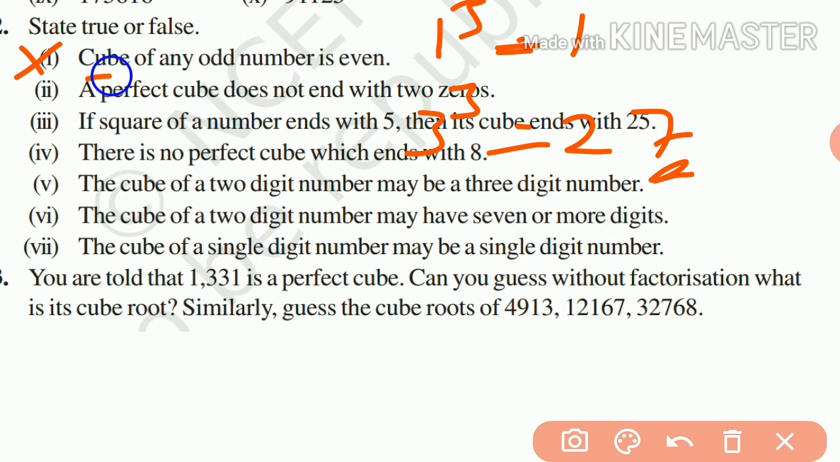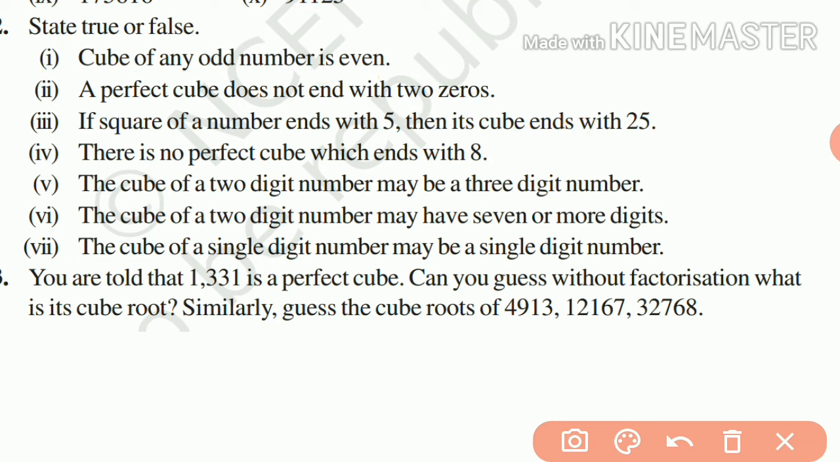So the first statement is false, because it says that cube of any odd number is even. It is not possible, and only the cube of an odd number is an odd number and cube of an even number is an even number, so this statement is false. Now second statement, a perfect cube does not end with 20. This is true. Second is true, because the perfect cubes always end with 3 zeros, 30 or 60 or 90.